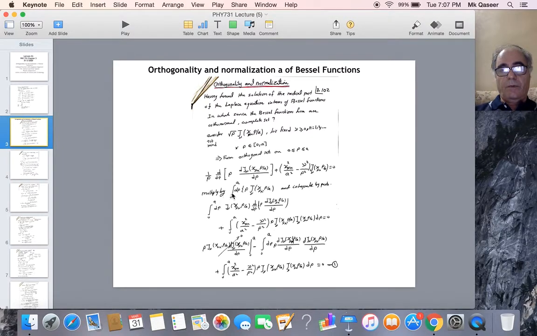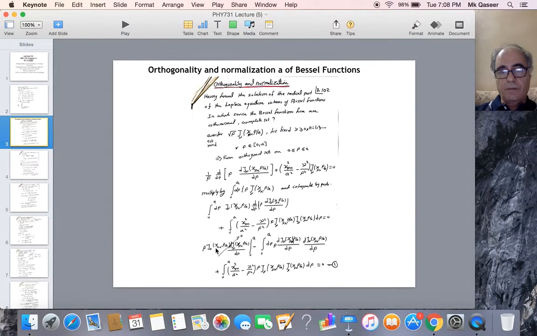Now I will multiply this equation by this integral from 0 to a of d rho times rho times J sub nu of x_nu_n' rho over a. This is n and this is n prime, and integrate by parts. Integration by parts for the first term, we have this is u and this is dv. Integration of u dv gives u v minus the integral of v du.